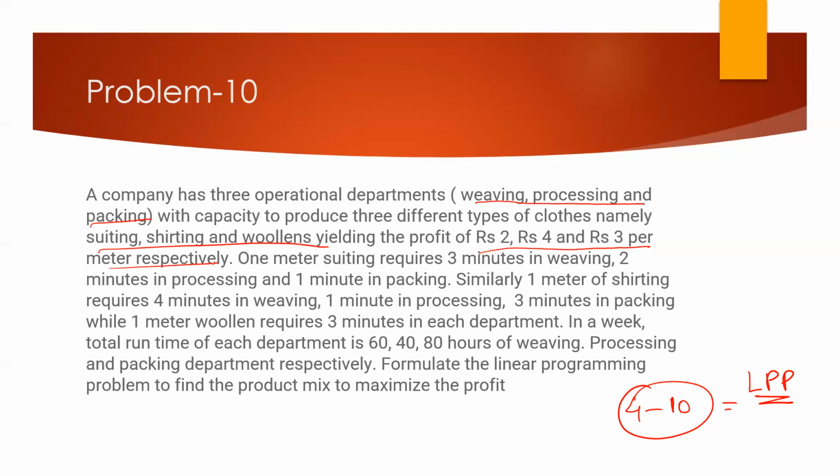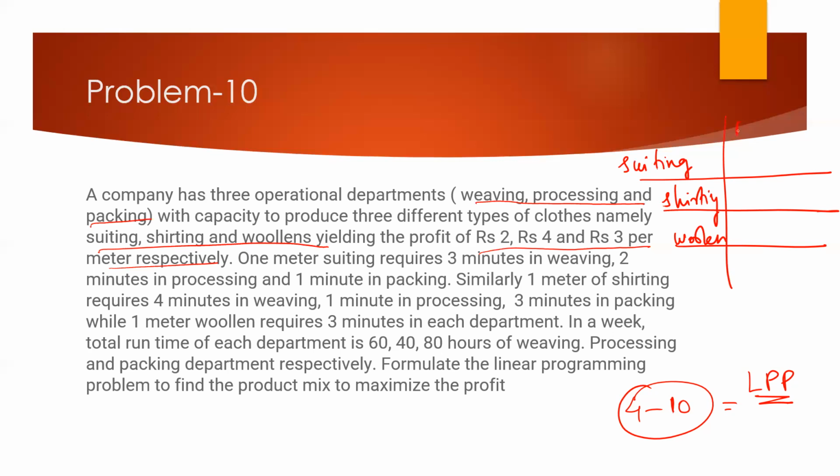So when we talk about suiting, then we have shirting, and then we have woolen, and the profit per unit is given to you, that is 2 rupees, 4 rupees, and 3 rupees. So if you write your maximize Z, that would be 2x1 plus 4x2 plus 3x3. There you have to define what x1, x2, and x3 are.